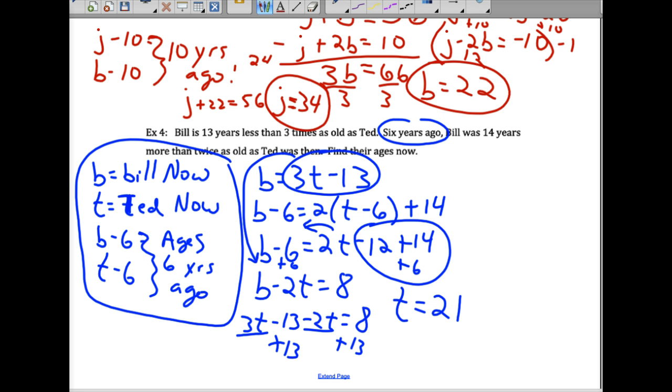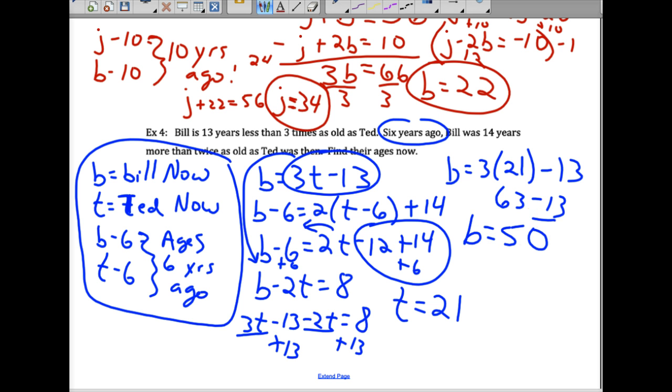So add 13. How many people got T to be 21? Yes. T's 21. How do we find out what Bill is? Let's plug in Ted, 21. Who can do 3 21s in their head? It's 63. Minus 13 is 50. So we know Bill is 50, Ted's 21.